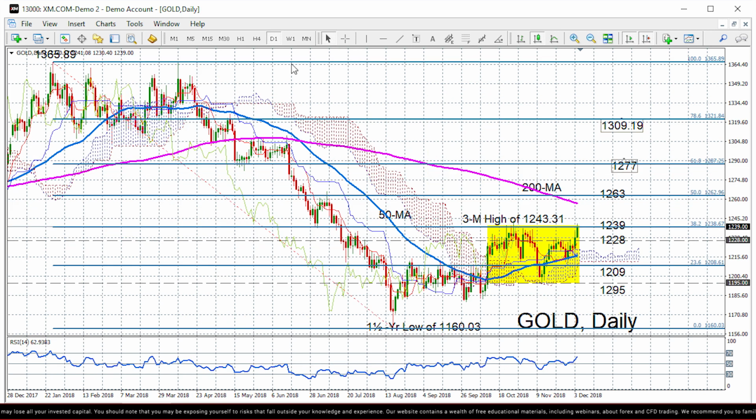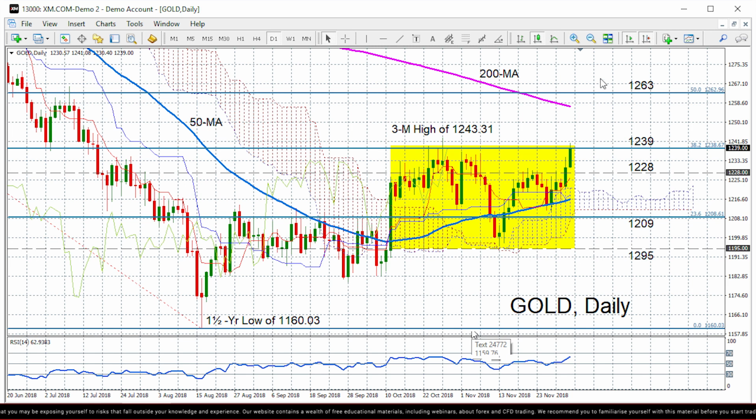that long-term downleg from 1,365 to 1,160. If we were to see a successful daily close above that resistance level, we could then see the pair making a run towards the 50% Fibonacci at 1,263, and that would also signal a shift to a more bullish outlook in the medium to long term as well.